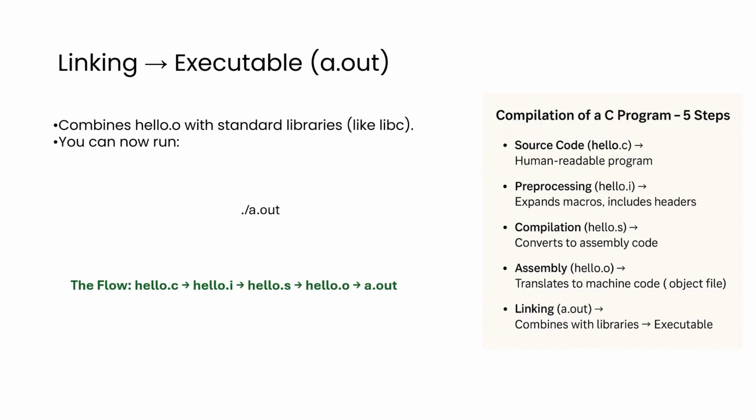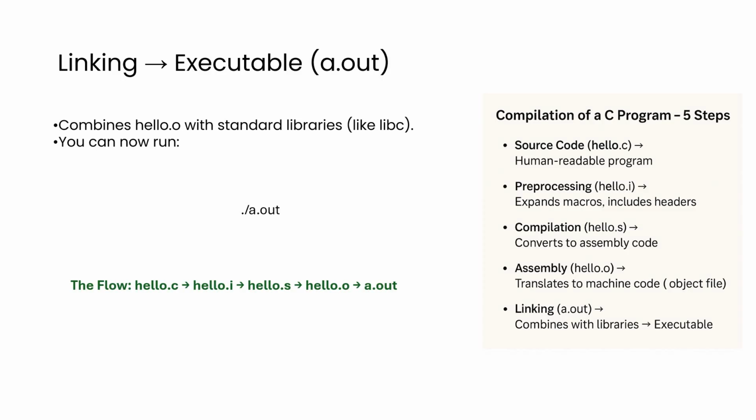Then comes the final stage where the linking happens and a.out, the final executable, will be generated. The linker combines your object file with standard libraries like printf from libc, and produces the final executable file here. It can be a.out on Linux or .exe on Windows. Now when you run that a.out or .exe file, you get the final output, and that's it.